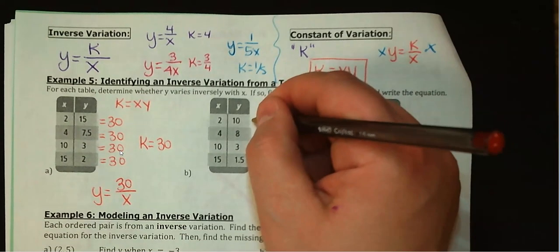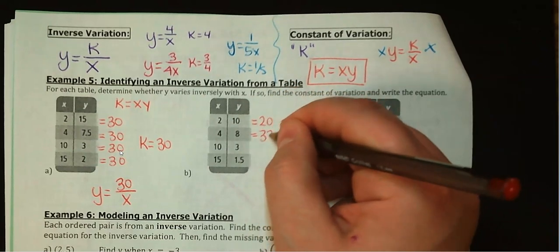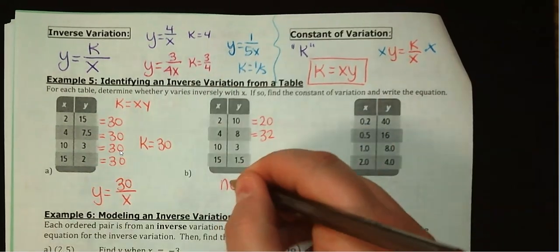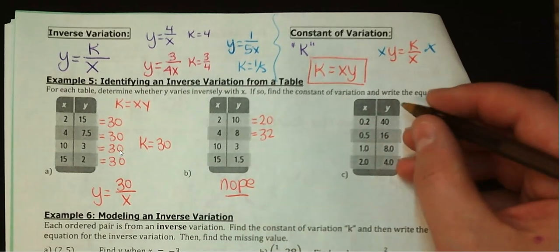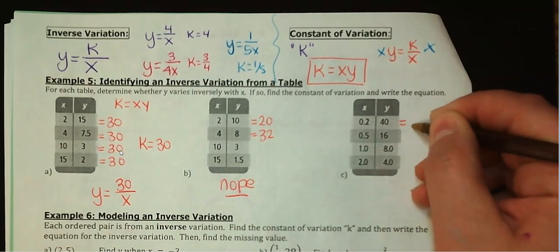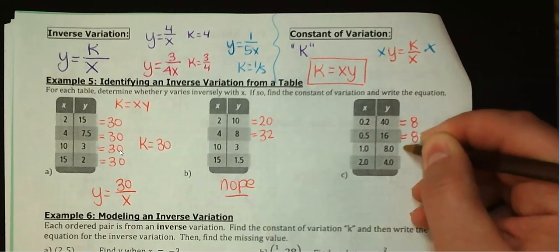Now, this one I could check really quick. 2 times 10 is 20, 8 times 4 is 32. Those are different. This is not going to be an inverse variation. I'm not even going to do anything else. If one of them is not consistent with another, then it's not going to be an inverse relationship. And then the last one's a little tricky because it's got decimals. But if you take 0.2 times 40, that is 8. 0.5 times 16, that's also 8.